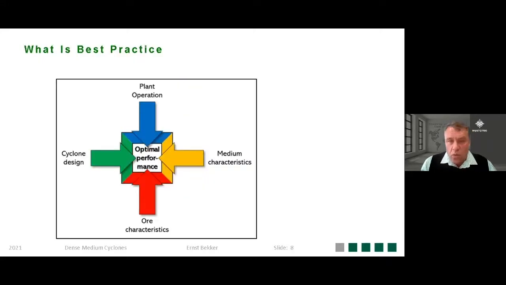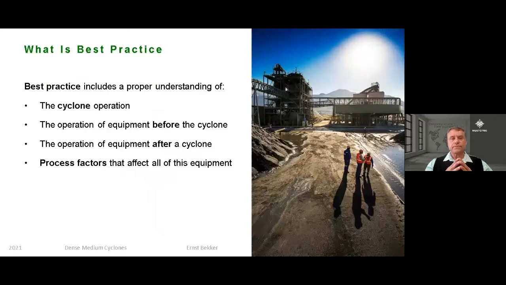Now, Frikkie has mentioned it, and I mentioned it earlier, that your system consists of a couple of factors. We've talked about the ore characteristics. Frikkie in the previous presentation talked about the cyclone design. And then there's the plant operation and the medium characteristics. That's also all coming together for the optimal performance. So if we start talking about best practice, it's a word that's easily used. But what is best practice now really in this context?